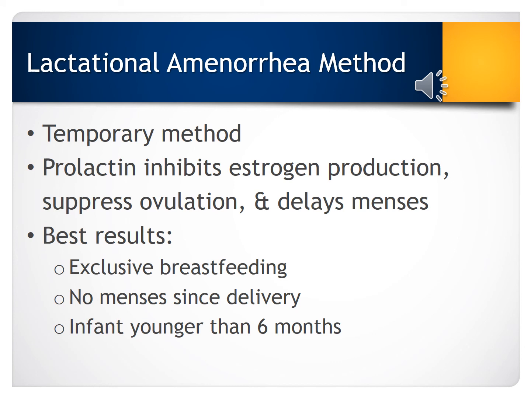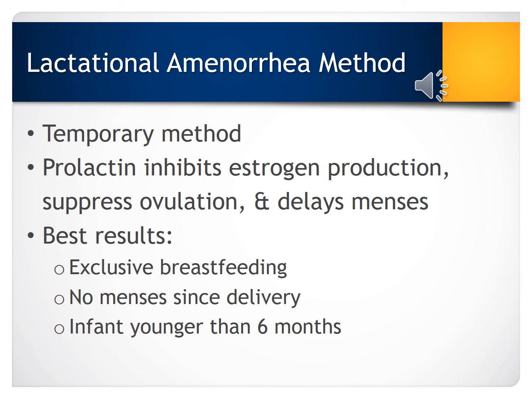Another method of contraceptive that doesn't require hormones is called the lactational amenorrhea method, or the LAM method. This is a temporary method that can be used by breastfeeding mothers. It works by inhibiting estrogen production. The hormone prolactin, produced when a mother is breastfeeding, prevents the production of estrogen, therefore suppressing ovulation and delaying the menstrual cycle.